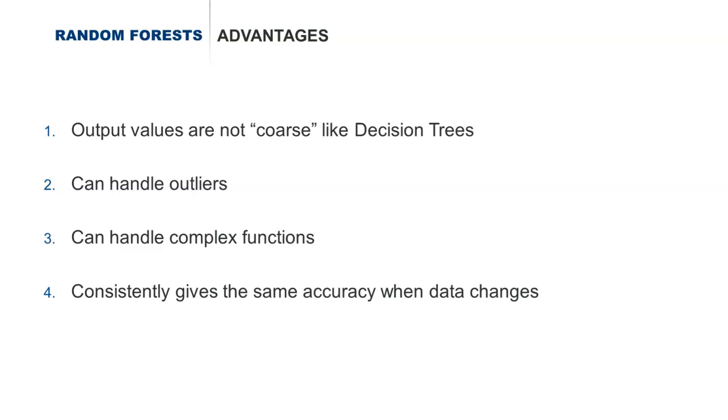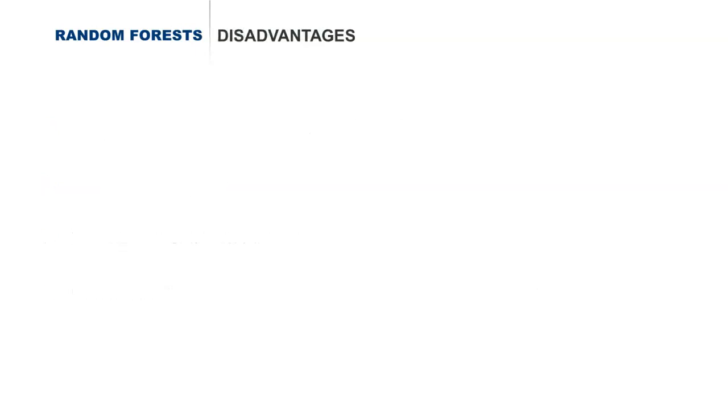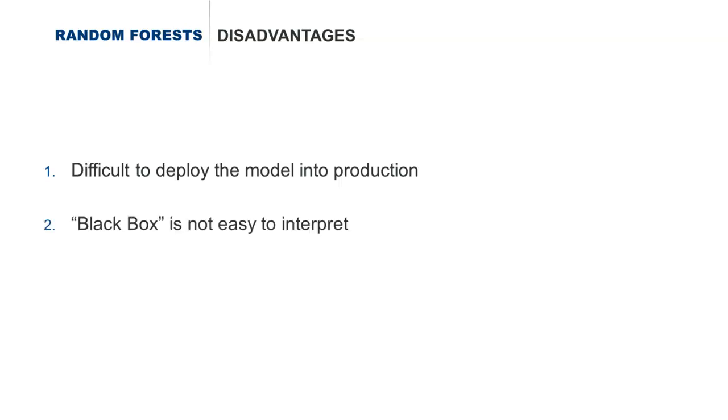So why don't people use random forests all the time? Well, the reason is that they are difficult to put into production. A decision tree is if-then-else rules. With a random forest, I have 50 or 100 trees, so I have a lot of rules. It's not so easy to use. It's a black box, so I cannot interpret it.